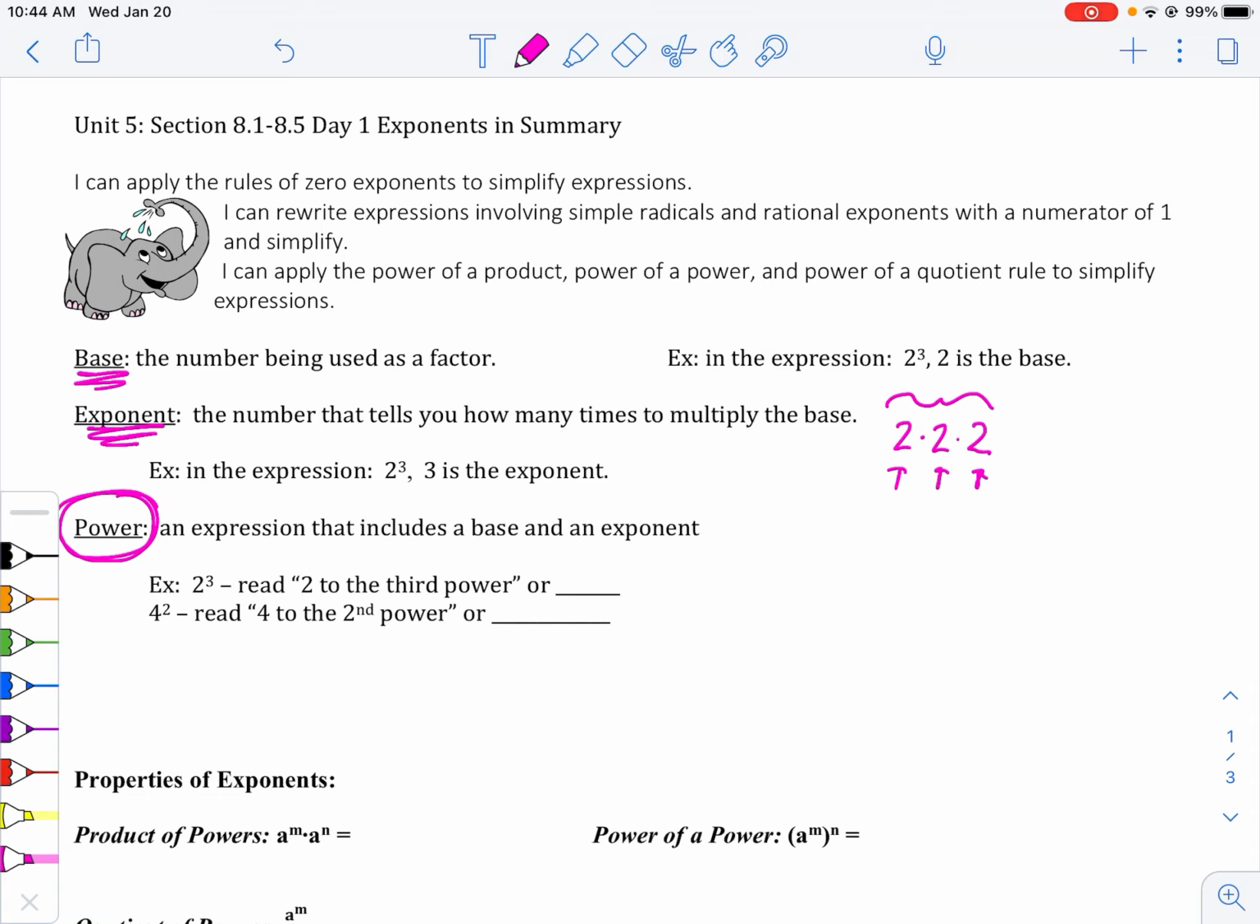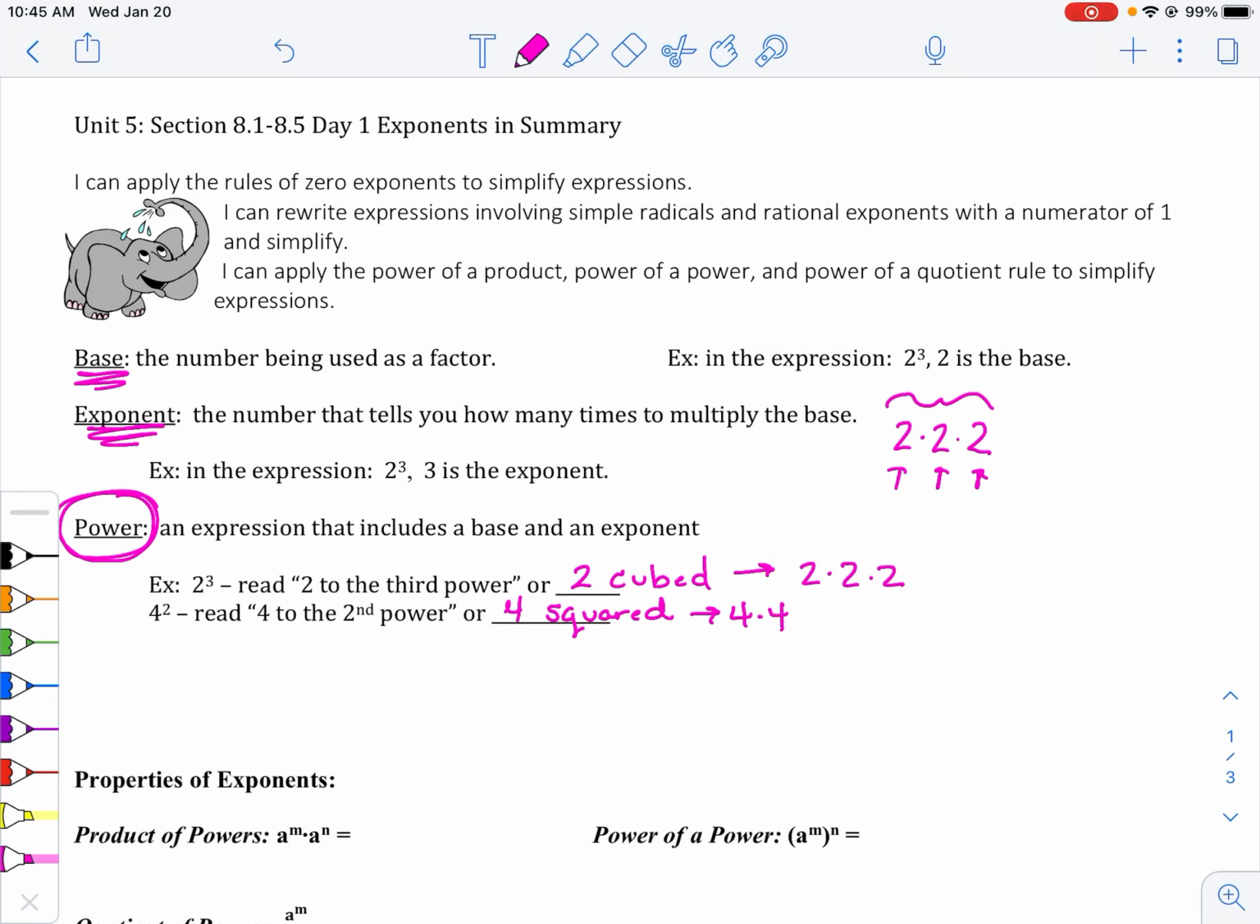So 2 to the third power could also be read as 2 cubed. Cubed is a word that means a power of 3. And then 4 to the second power could be read as 4 squared, because it means power of 2. What they mean, again, literally, is 2 times 2 times 2, and 4 squared means 4 times 4. You've got your base, and you've got the number of times.